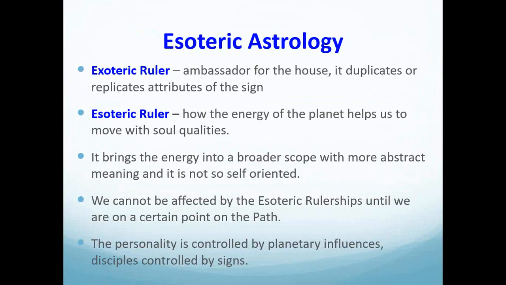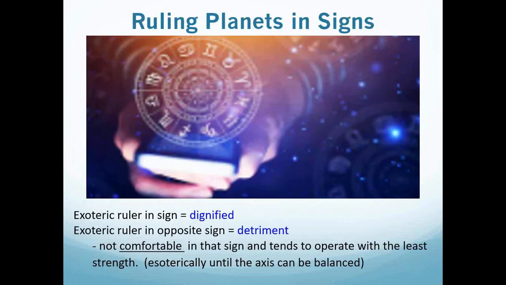The personality is controlled by planetary influences. Disciples are controlled by signs. So we'll talk a little bit in the next slide about the esoteric ruler, but the last point here is worth emphasizing, that personality is influenced by the planets. Disciples are more influenced by signs. So remember, average man is influenced by houses. Personality is influenced by planets, and disciples and initiates are more influenced by signs. Okay.